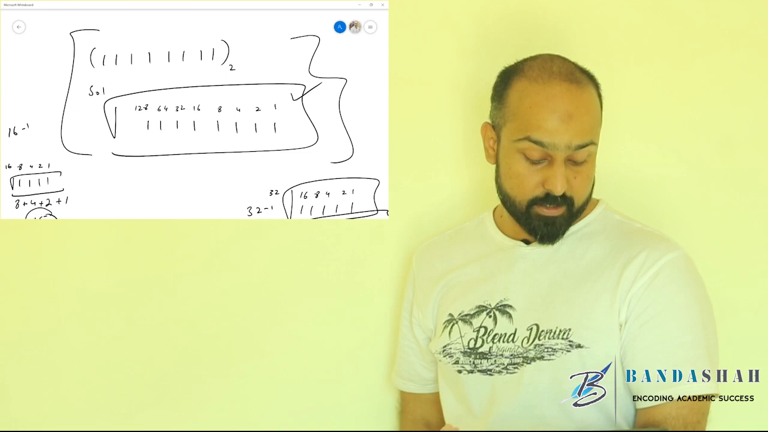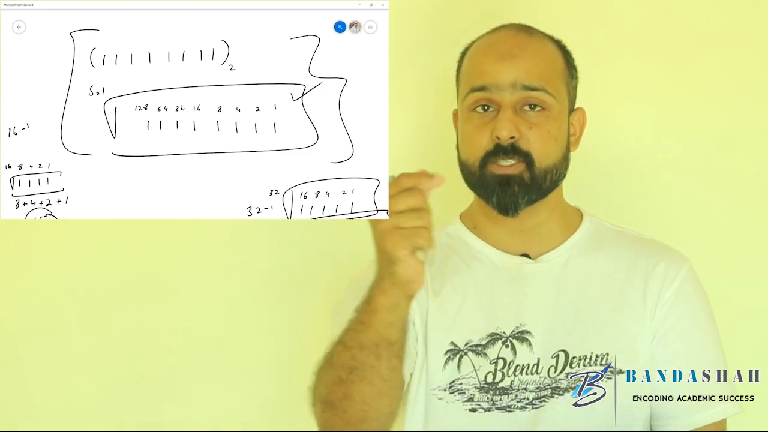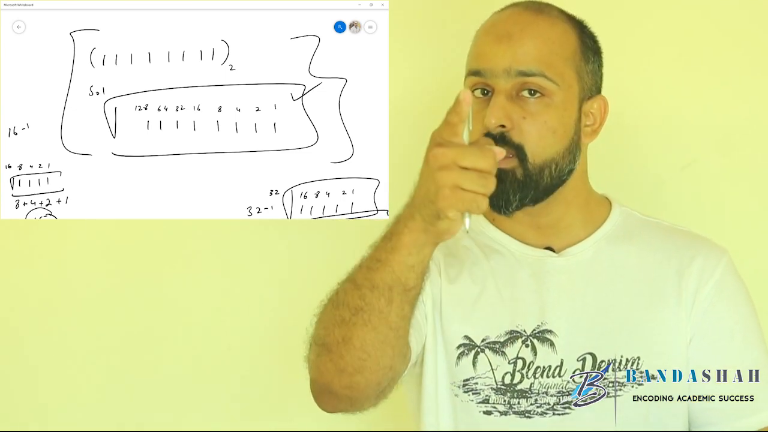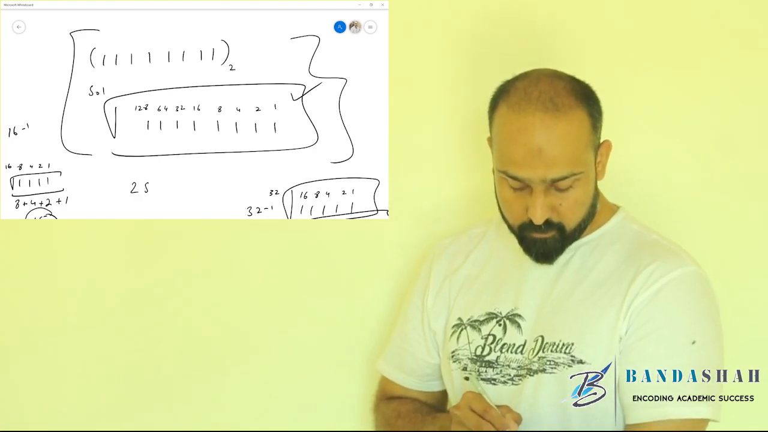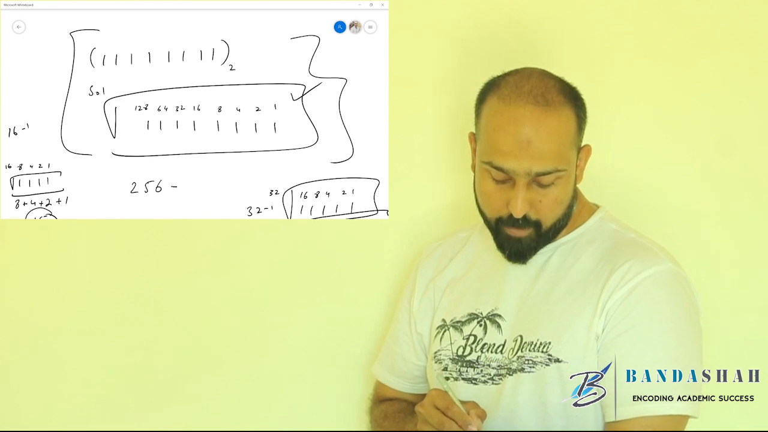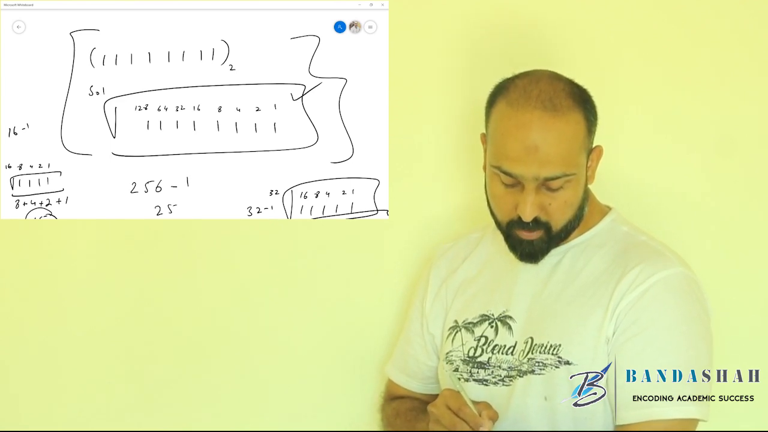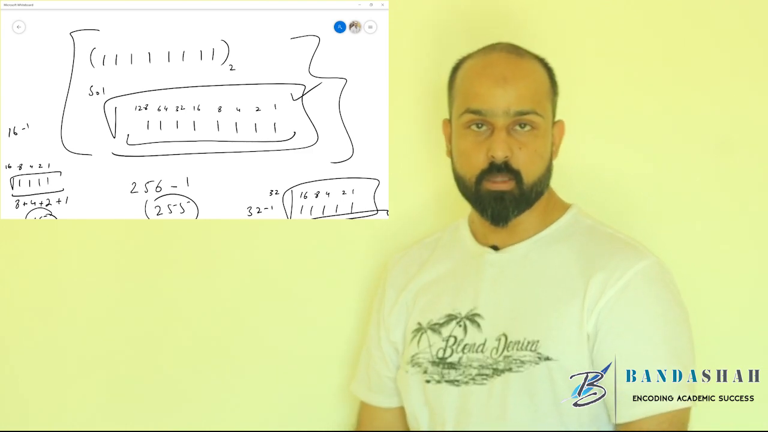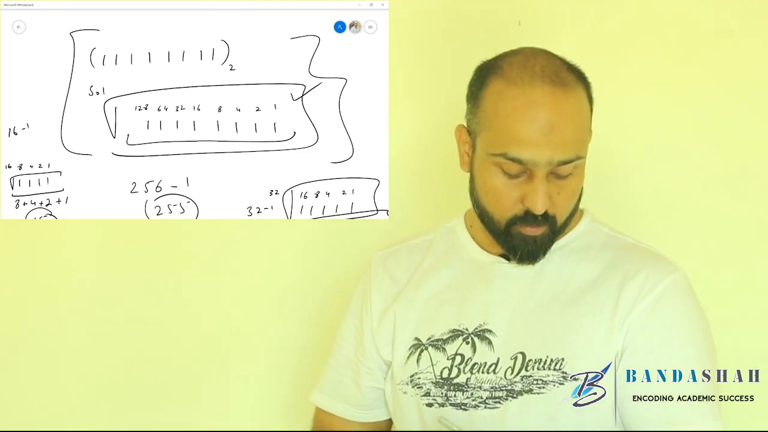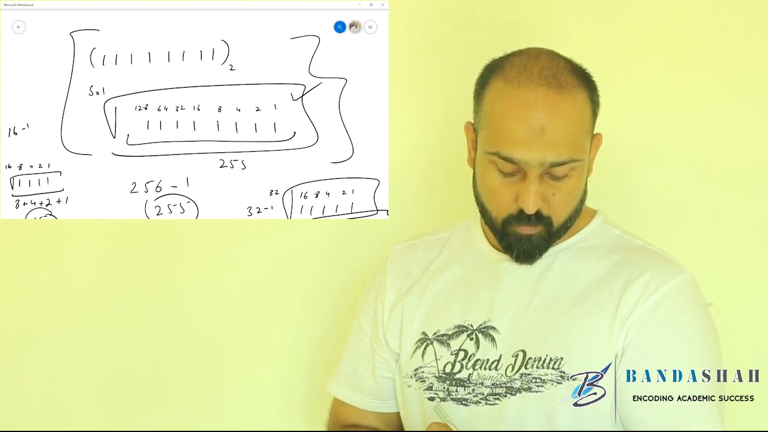Okay. So if you have a question like this, in which all the bits are 1, you can simply tell that this goes up to 128. You know what the next bit power is? 256. So 256 minus 1, 255. So if you have 8 bits and all the bits are 1, the maximum decimal number that you are going to get is 255.